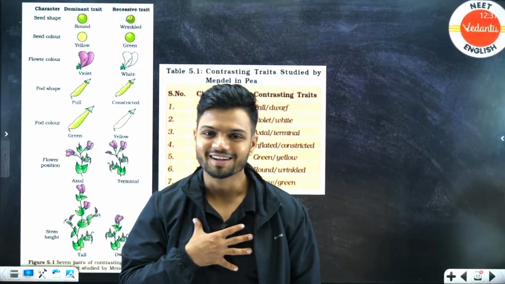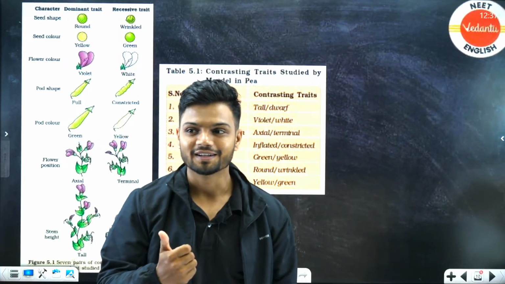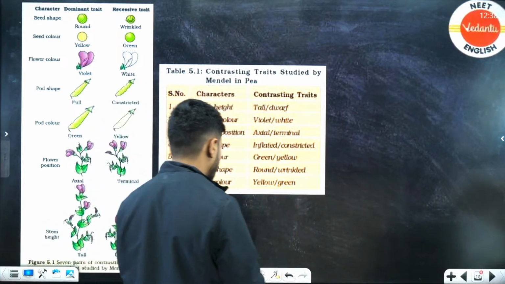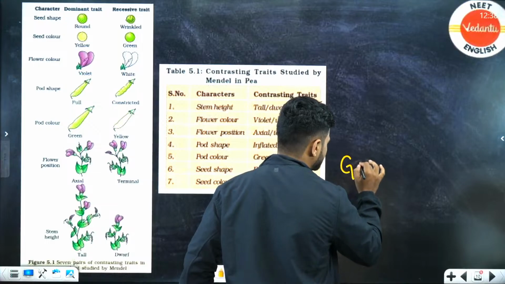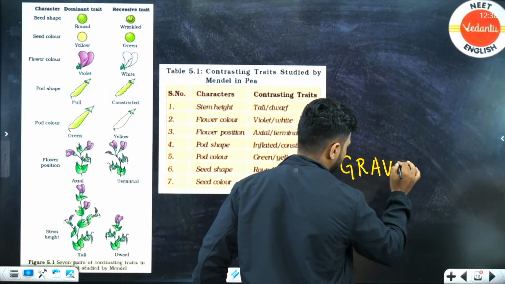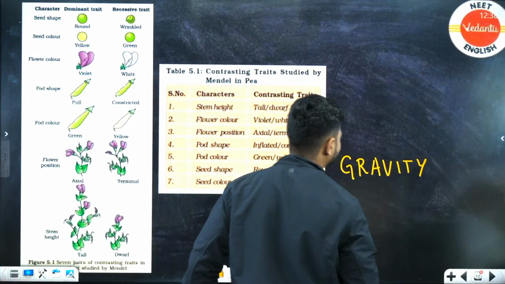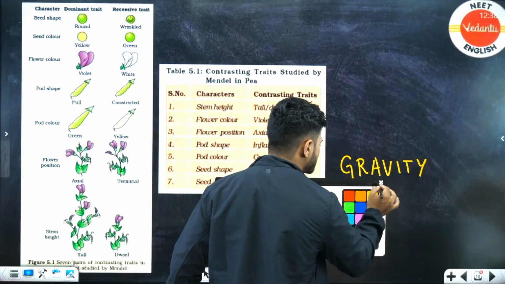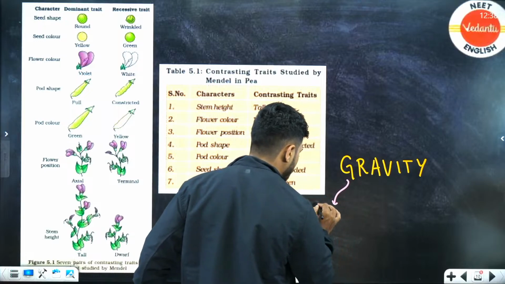This is not my trick. This is a trick which I have taken from the internet, and the trick is very simple. The trick is called gravity. Now students, here you need to focus. What is this G? The G stands for green.